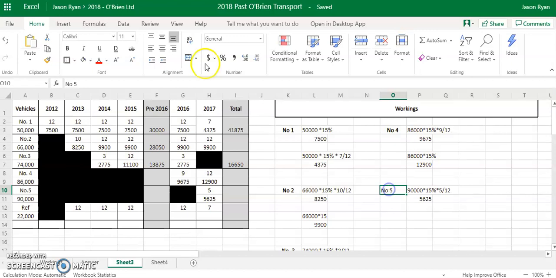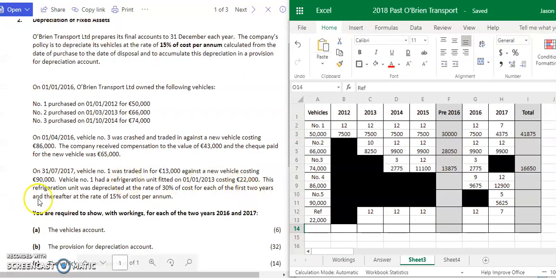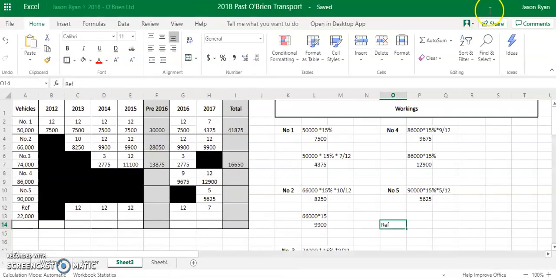And the last one then is your refrigerator. Now just be careful with the refrigerator because sometimes they calculate this differently, depends on the question. So if we go back to the question, it says that this refrigerator unit was depreciated at a rate of 30% of cost for each of the first 2 years and thereafter at a rate of 15%. So we have to do 30% for the first 2 years.